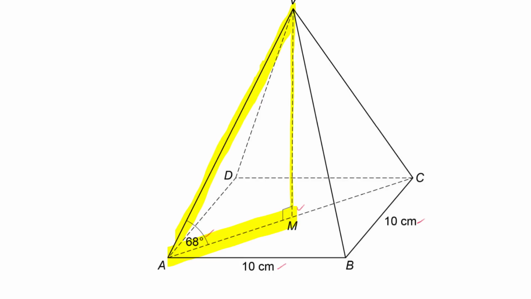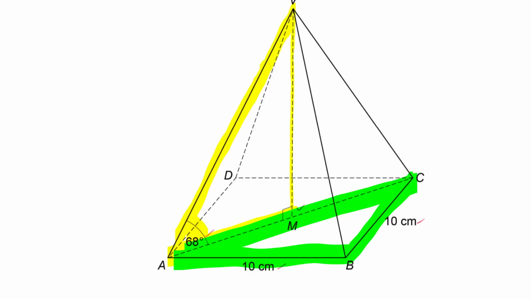I know one of the angles. So if I could find the side length AM, then I would have a side and an angle, and then I could work out the height that way, couldn't I, using trigonometry? But I don't yet know AM, but I can find AM using the triangle ACB, this triangle here, which is also a right angled triangle. And I can use Pythagoras' theorem to find AC and then halve it to find AM.